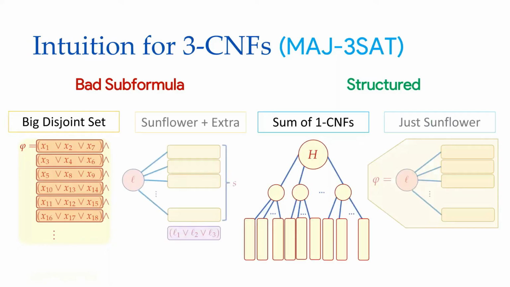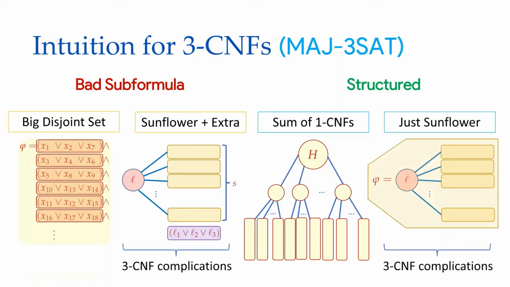But these are not the only cases that might occur, and to handle these complications, it turns out it's not enough to only examine disjoint sets. To solve majority 3-SAT, we end up searching for an additional structure known as a sunflower. And with this extra structure, just like in the case of majority 2-SAT, we get a split between bad subformulas and structured inputs, and we can solve the problem in either case.